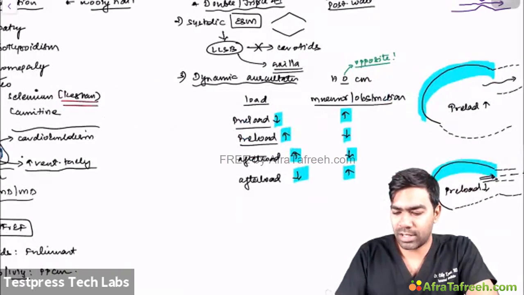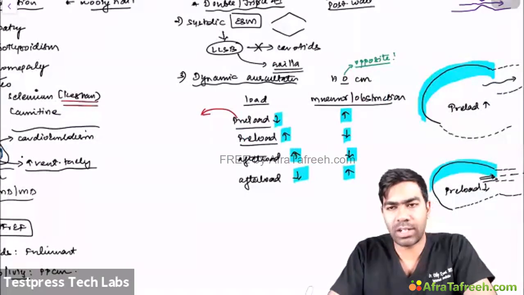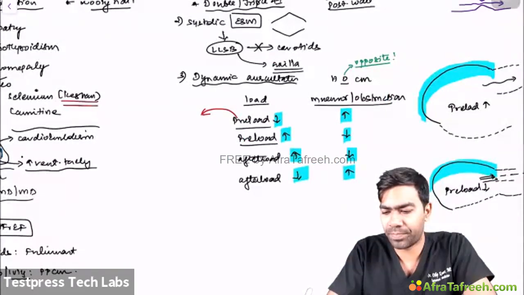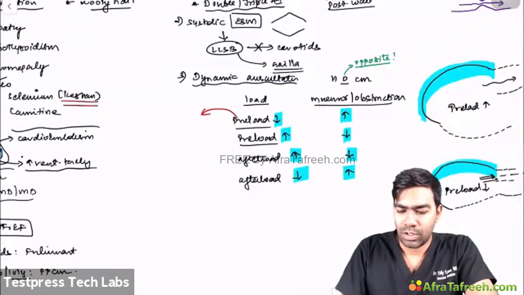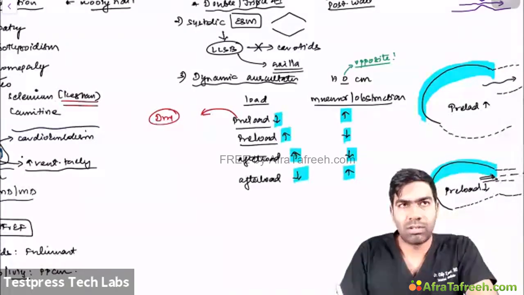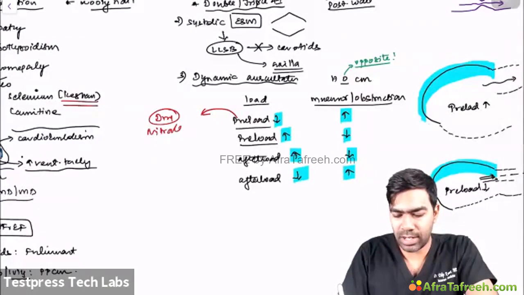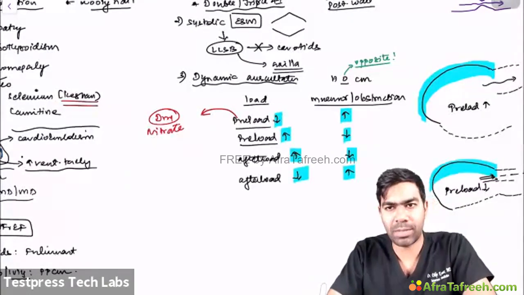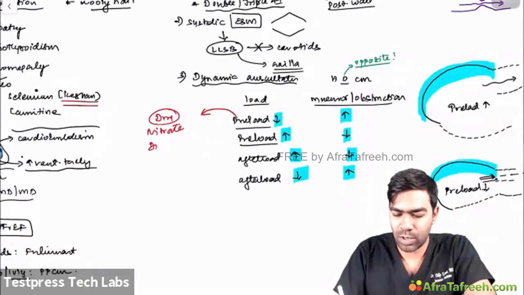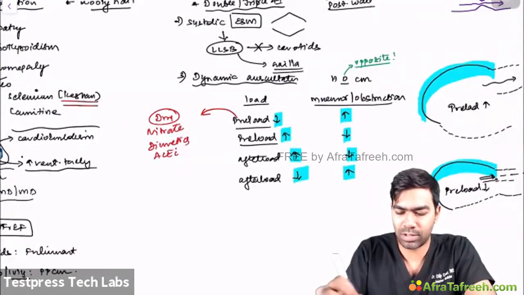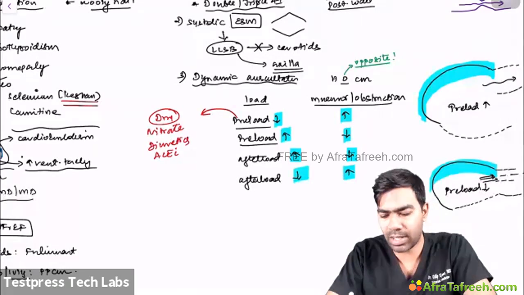So what are the conditions that reduce the preload? Because of that, the murmur or obstruction will increase. I can tell any drug that reduces the preload, like for example, your nitrates. That's why amyl nitrate inhalation was a very important dynamic auscultation maneuver once upon a time. Nitrates can reduce the preload, and they can increase obstruction and increase the murmur. And diuretic agents, ACE inhibitors and angiotensin receptor blockers. All these things can reduce the preload and they can increase the murmur and obstruction.